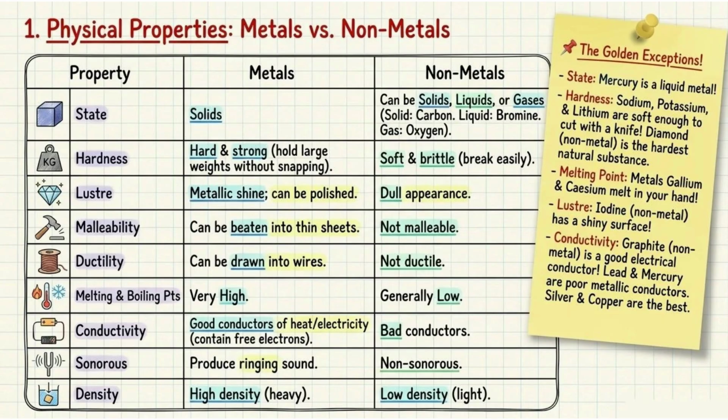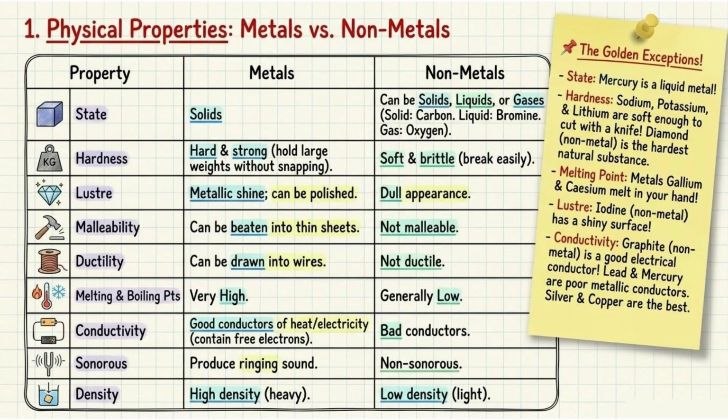Exactly. And they're ductile, meaning they can be drawn or stretched into thin wires, like the copper wires hidden inside your walls. Plus, metals typically have very high melting and boiling points. They're dense, heavy for their size, and they're excellent conductors of both heat and electricity. And the reason they're such good conductors is because they have these free electrons just ready to carry that energy. Spot on. Finally, they are sonorous, meaning if you strike them, they make a ringing sound, like a school bell.